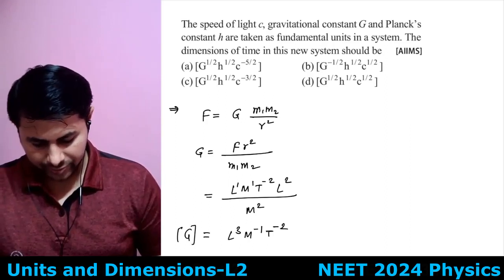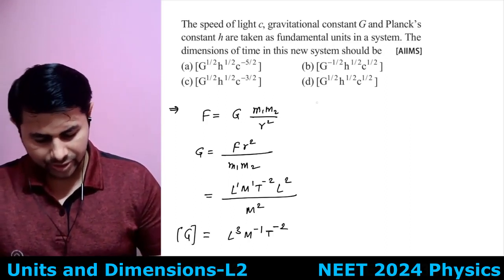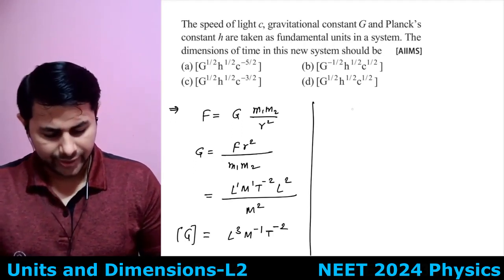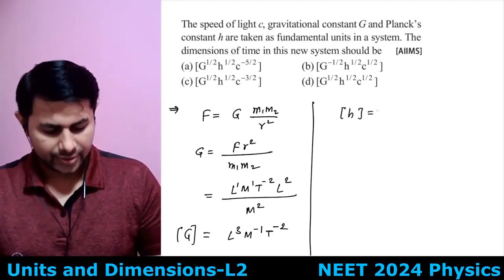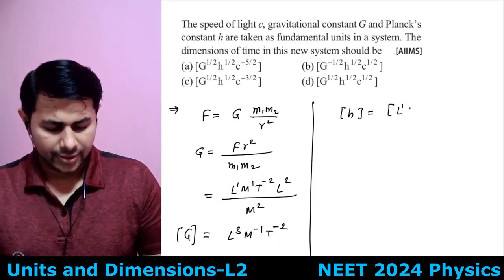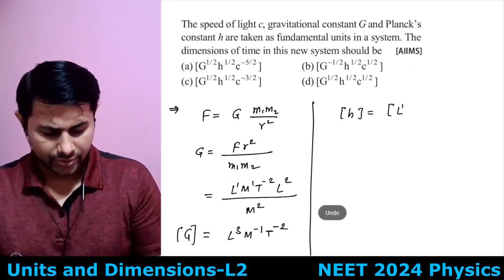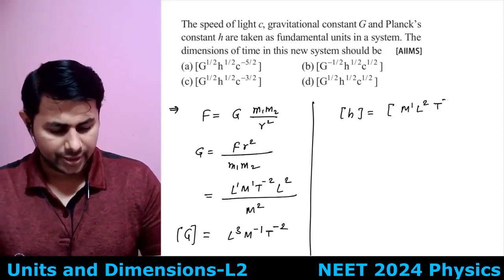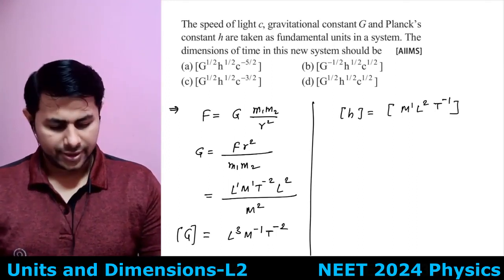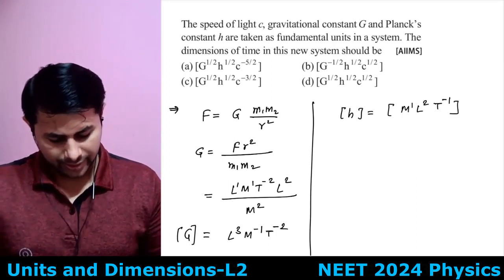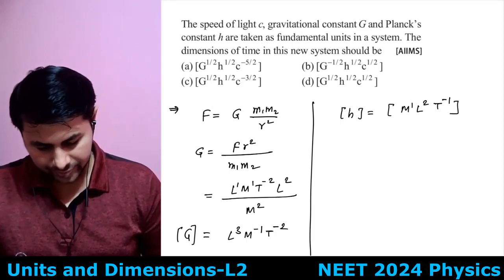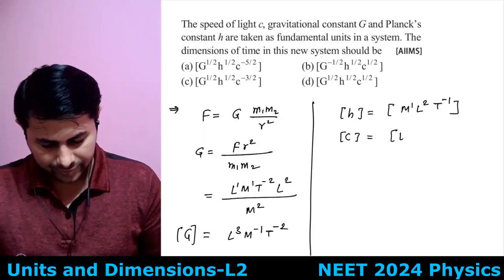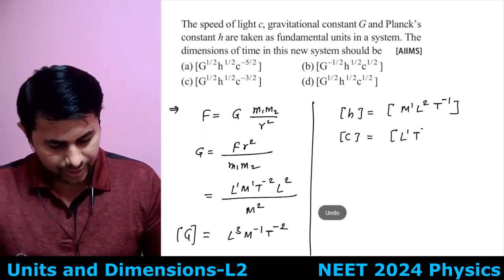And then we have Planck's constant. What are the dimensions of Planck's constant? It is energy multiplied by time. So the dimensions are M L square T raised to minus 1. Right, it is energy multiplied by time. And what else do we have? We have the velocity of light, C. It is L1 T raised to minus 1.